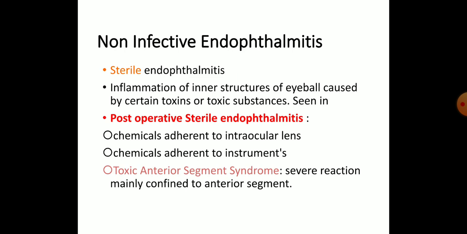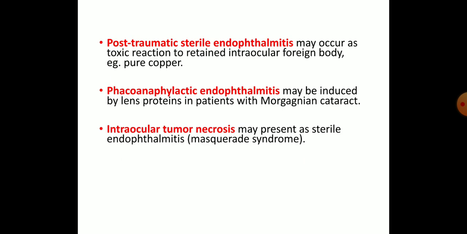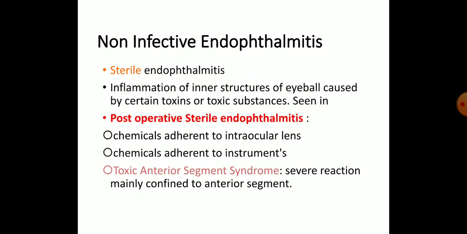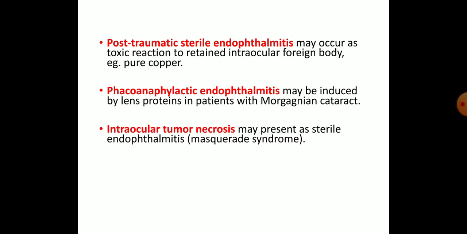Okay, then why is it caused, how is it caused if it is sterile? It is because of some toxins, some toxic substances, some chemicals. So from where have these chemicals come? It can be chemicals adherent to the lens, the IOL which is placed, or adherent to the instrument. Then toxic anterior segment syndrome means after the lens is placed there will be a reaction. It's a hypersensitive reaction from our body, toxic anterior segment syndrome.